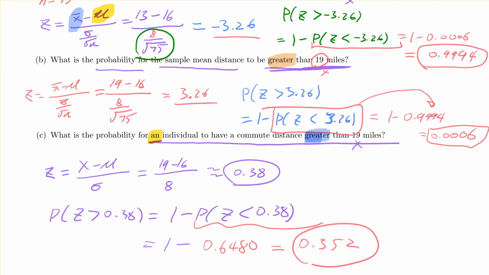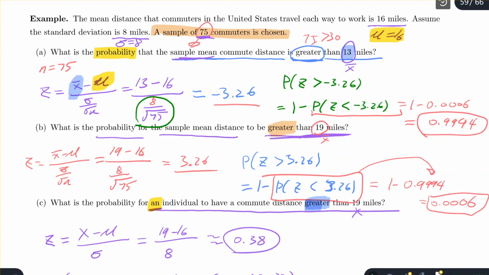So for these problems, we have to pay attention to the wording. If we're sampling, let's look at it right here. Sampling 75, sample mean of 75. In that case, we're not finding the probability of one person. When we're sampling, we're looking at the mean value of those 75. What's the arithmetic average? What's the probability that the average commute distance of those 75 people is less than a certain value, greater than a certain value, or in between certain values?